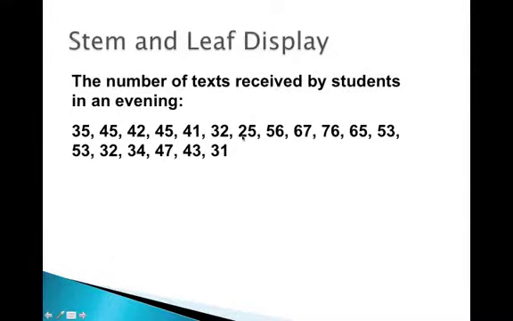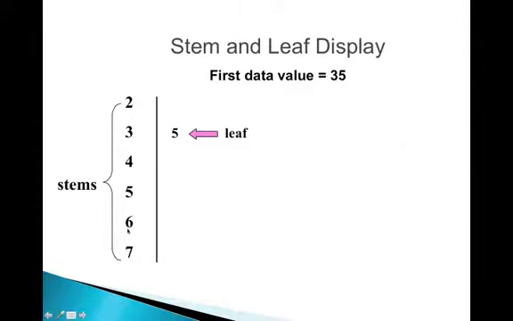So let's see, the minimum one was 25, so we do want to go as low as 2 in our tens digit and up to 7 in the tens digit also. So that's where they go. Your tens digits are your stems. Even if there were none, like in the 40s or 50s, you want to include those because you want to get a sense of how spread out the data are as well.